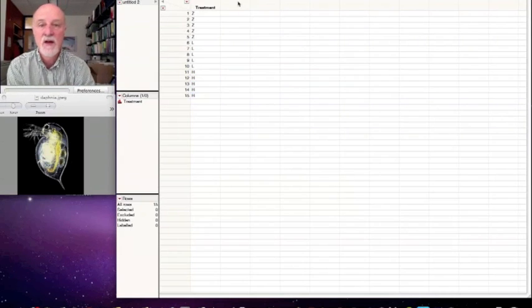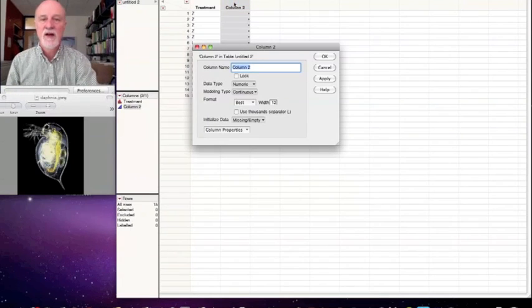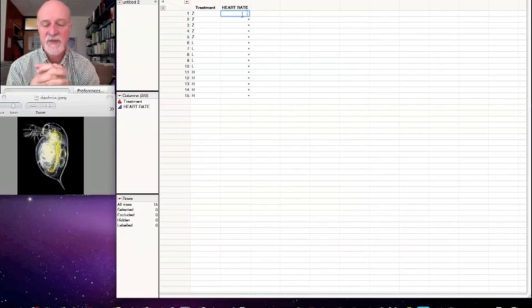Okay. Now, so that's my independent variable. I also need my dependent variable. So I'm going to click on the column here, and it creates a nice new column. I'm going to double click on that and type in heart rate. All right. Now, heart rate is going to be a numeric variable. It's continuous. Okay. And I am just going to make up some numbers here.